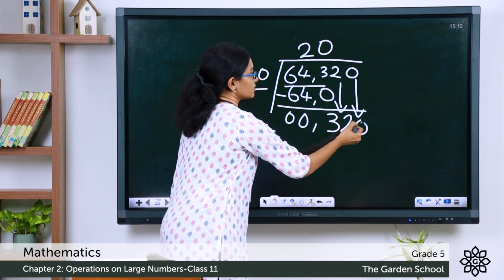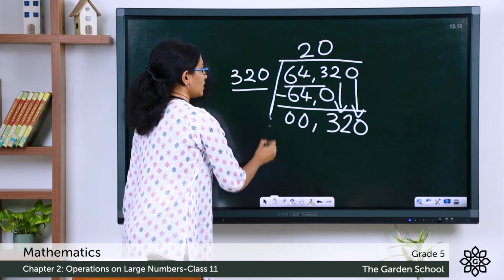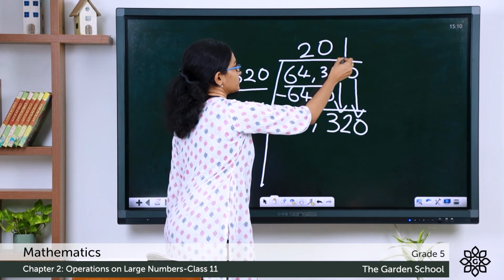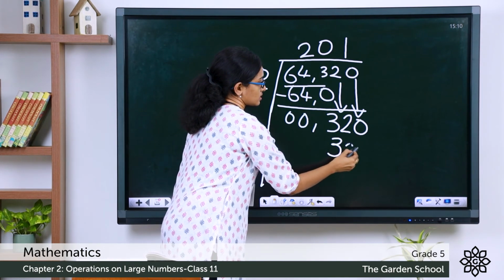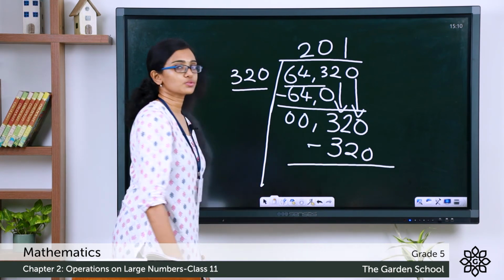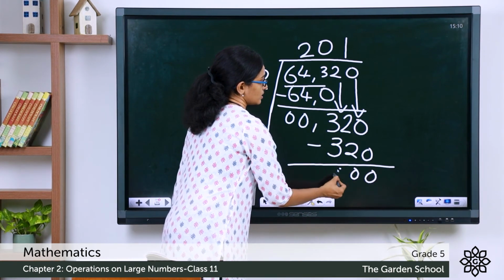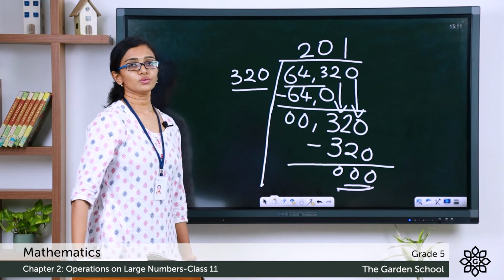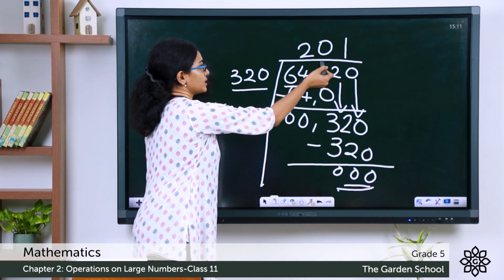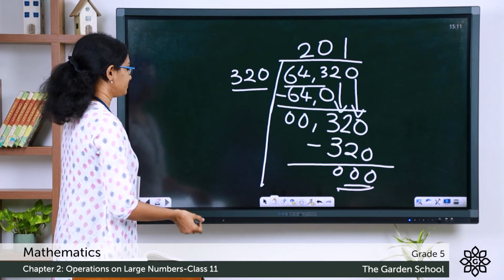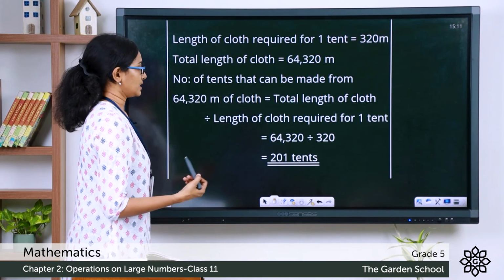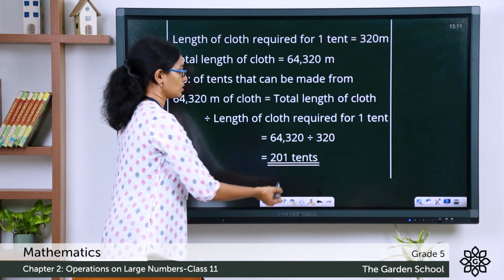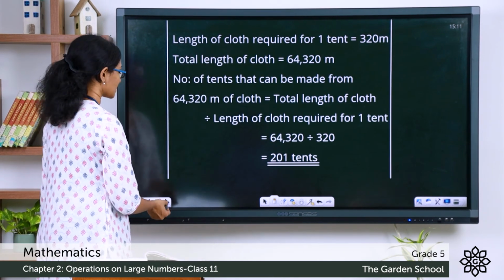So, now you have 320 here. Now, dividing 320 by this 320, it is 1. So, this 1 into 320 is written here. Now, you subtract these two numbers and here you get 0. There is no remainder, the remainder is 0 and there are no more digits to bring down. So, the division is complete and we get the quotient as 201. So, the number of tents that can be made with the total length of the cloth is 201 tents. I hope this is clear to you.